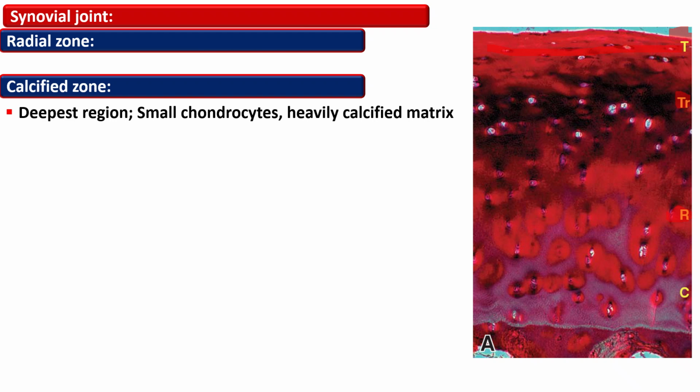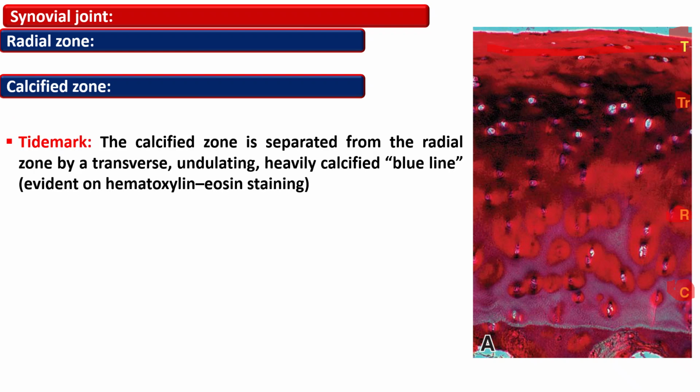Next is the calcified zone. This is the deepest layer, where the chondrocytes are small and a heavily calcified matrix is present. Then there is the concept of the tide mark. This tide mark is basically a blue line seen on H&E staining slide, and it is a mark of separation between the calcified and radial zone.